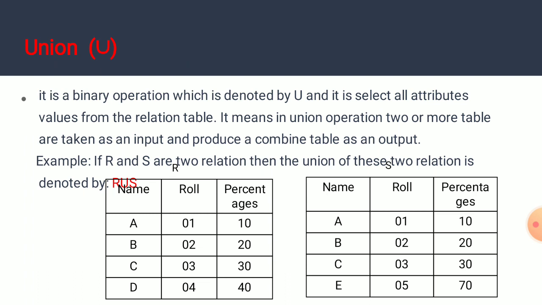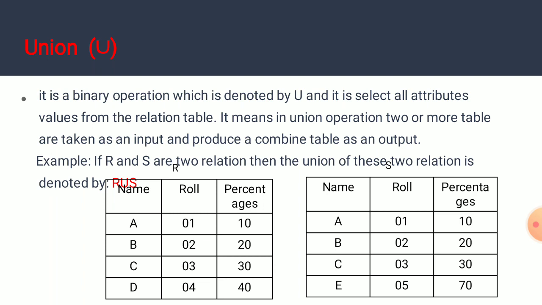Another operation is the union operation, which is a set oriented operation. It is a binary operation denoted by ∪ and it selects all attribute values from the relations. It means in a union operation two or more tables are taken as input and produce a combined table as an output.